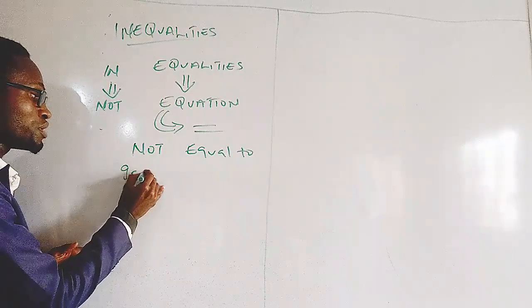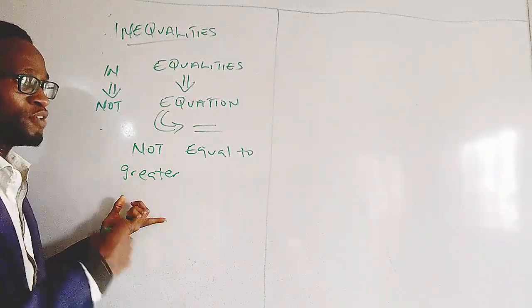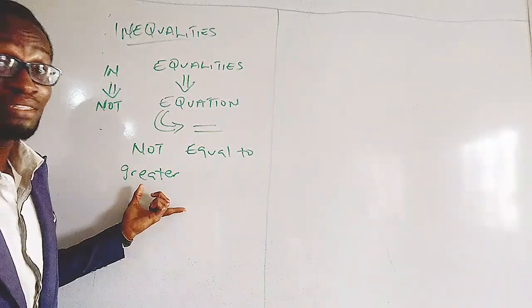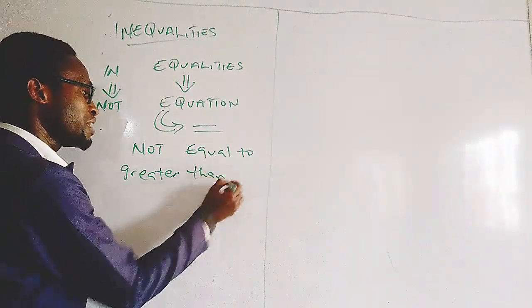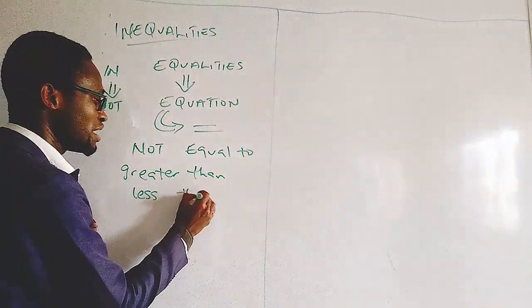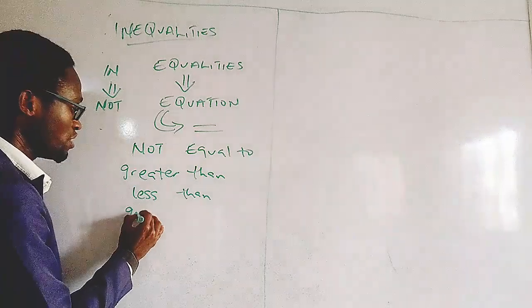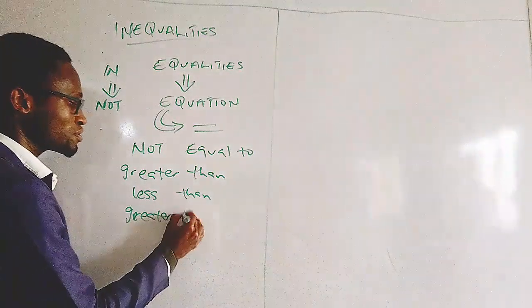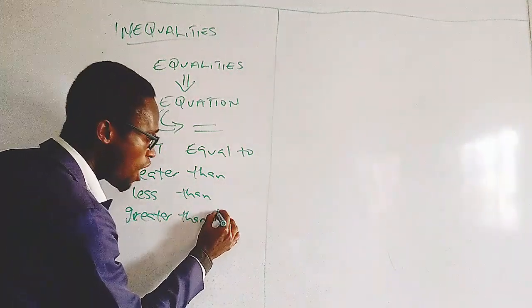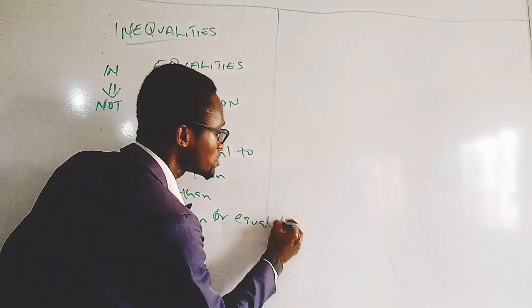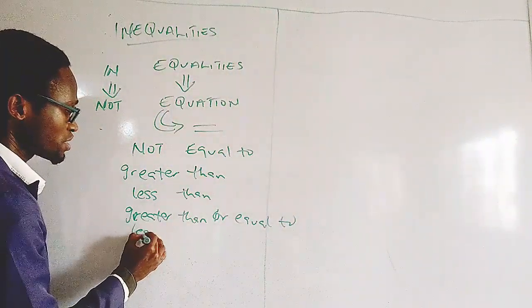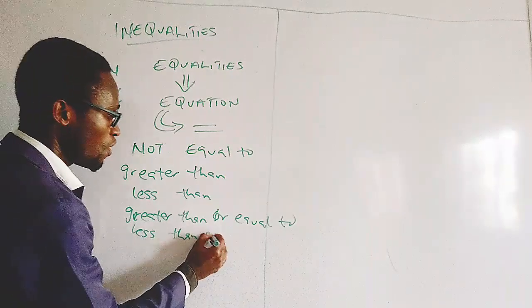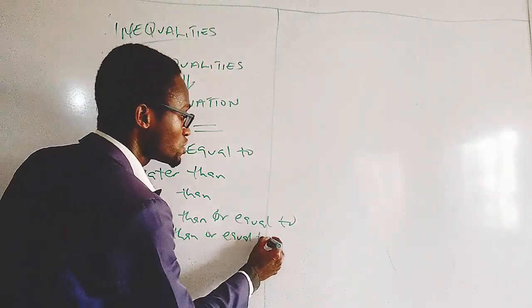Now when we say inequalities, it can be either what? Greater than. So if it is not equal to, it can be greater than another. So greater than, we have what? Less than. We can also have what? Greater than or equal, and we have what? Less than or what? Equal to.